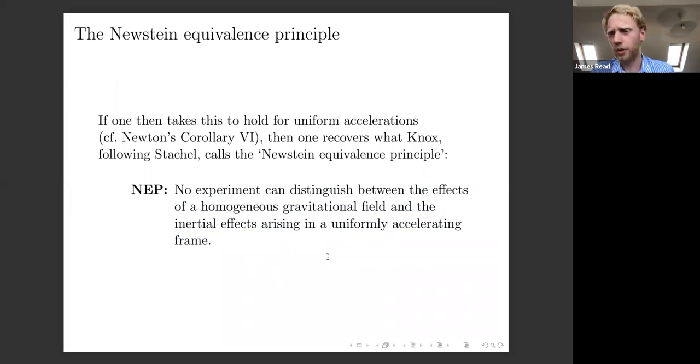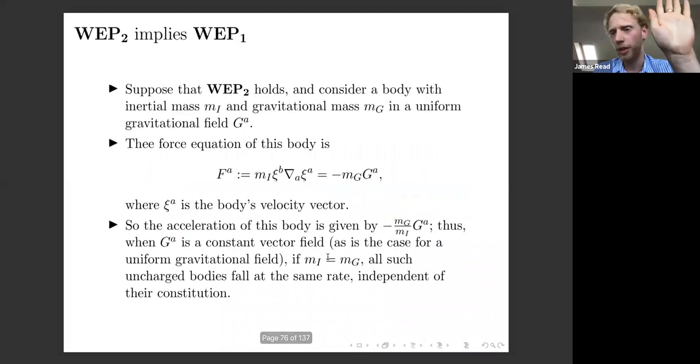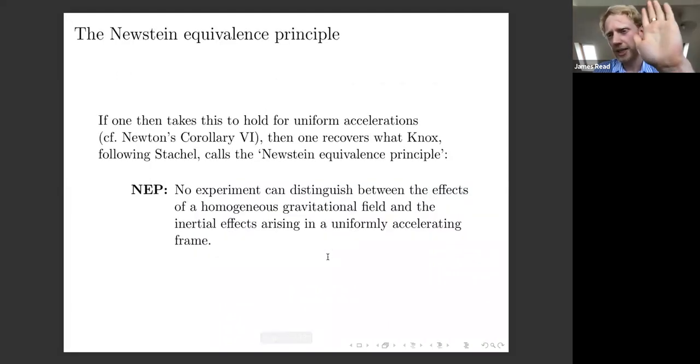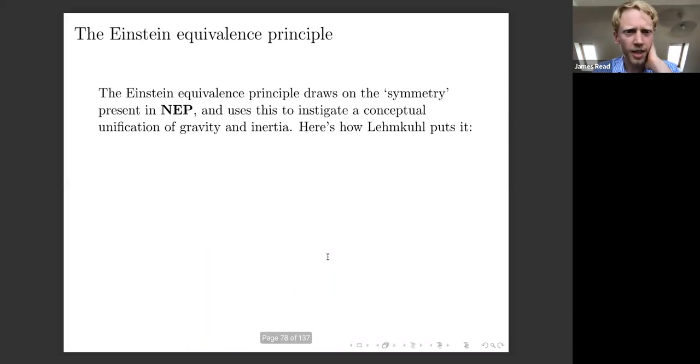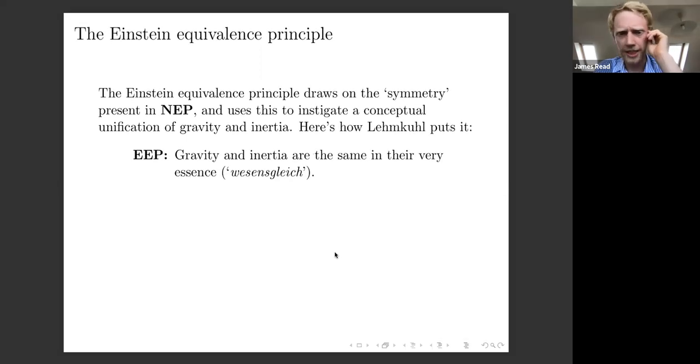Good. So at the moment we have that WEP2 implies WEP1. With some extra assumptions, this implies this Einstein equivalence principle. Okay, so next thing, what Lehmkuhl calls the Einstein equivalence principle. This draws on this symmetry in the Einstein equivalence principle, this indistinguishability of uniform gravitational fields and inertial effects arising from an accelerating frame, and uses this to instigate a conceptual unification of gravity and inertia. So Lehmkuhl puts it as follows: gravity and inertia are the same in their very essence.